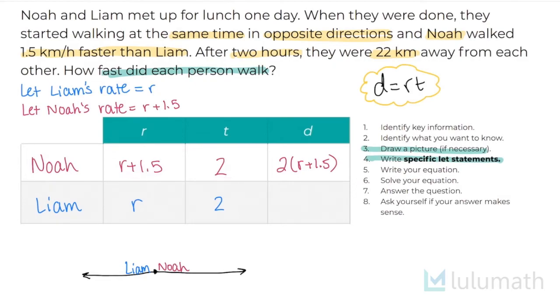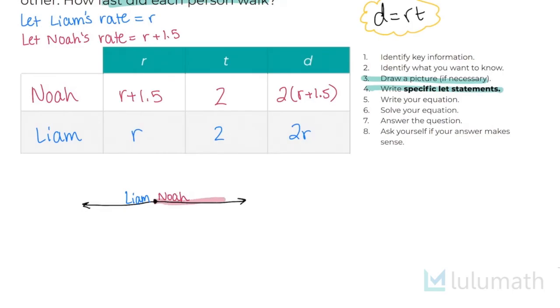And I'll do the same thing for Liam. So I'm going to take the rate and multiply it by the time, but I want that 2 in front as a coefficient, so I'm going to say 2R. So we know that Noah's distance here is equal to 2 times R plus 1.5. And we know that Liam's distance here is equal to 2R. And we know that the total distance between the two is equal to 22 kilometers, right? We are told that after 2 hours, they're 22 kilometers away from each other.